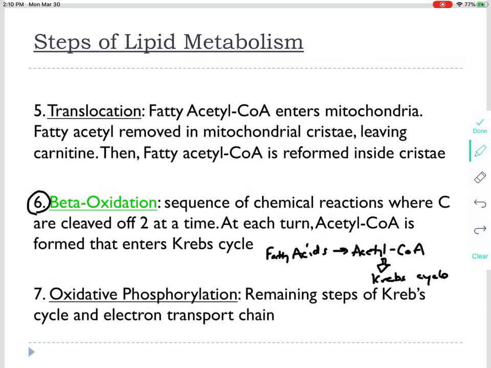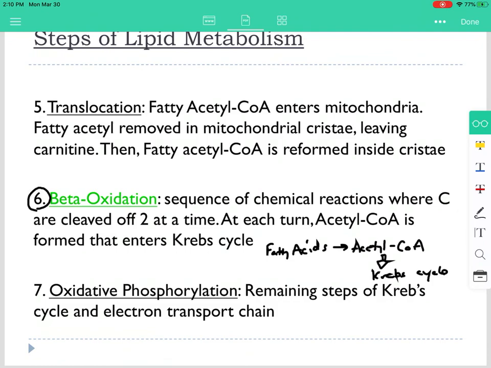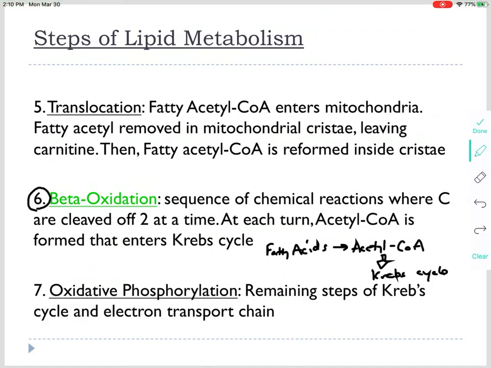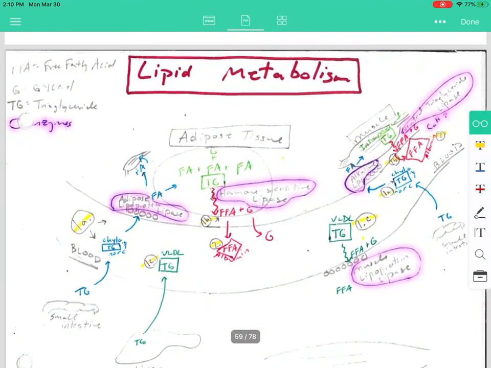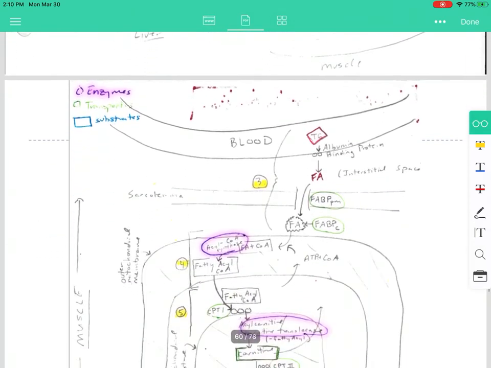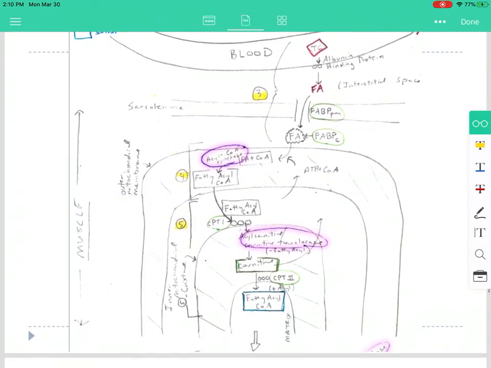If you remember, we had two parts of the Krebs cycle. Converting pyruvic acid into acetyl coenzyme A was the first part. And then once we have acetyl coenzyme A, it can enter the Krebs cycle. So beta oxidation is where we actually convert the fatty acids into acetyl coenzyme A. And it is important because it is acetyl coenzyme A that can enter the Krebs cycle. By the way, why is it called beta oxidation? Because it needs oxygen. Remember, we cannot metabolize lipids without oxygen.